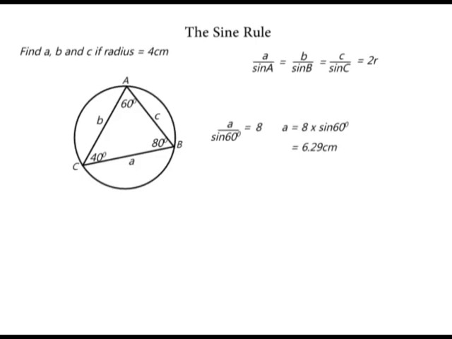B over sine B is equal to 2r. So B over sine 80 degrees should be equal to 8. B is 8 times sine 80, and that is 7.9 centimeters. Finally, C over sine C is equal to 2r. C over sine 40 is equal to 8. C is 8 times sine 40, and that is 5.1 centimeters.